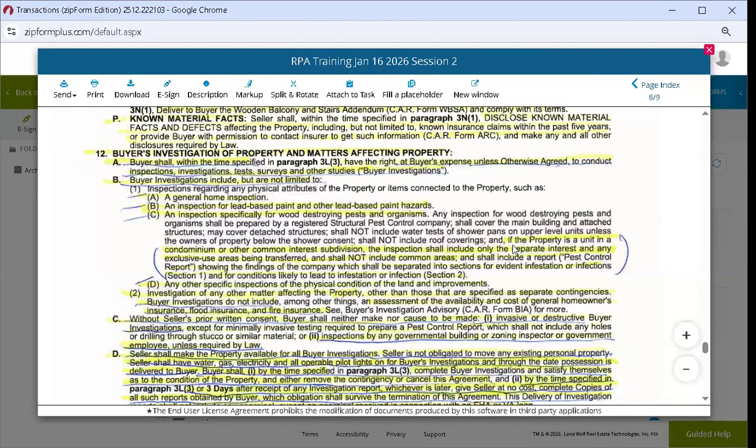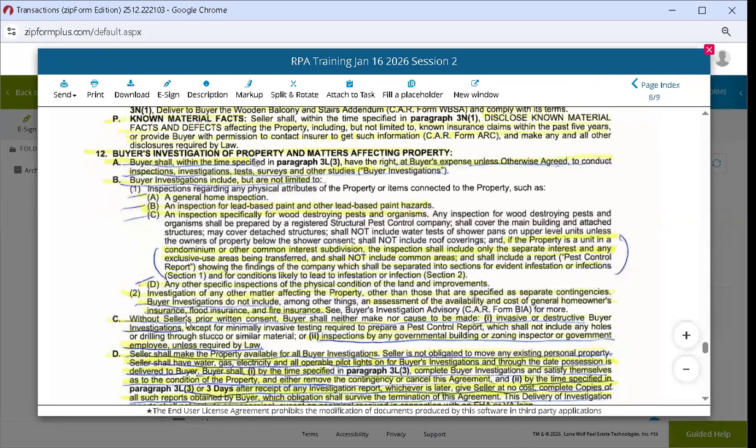And what I was talking about, the condo: if a property is a unit in a condo or other common interest subdivision, the termite inspection shall include only the separate interest, okay? And not include common areas. So it is in the contract, and if it's already there, you don't really have to counter it, but I like to mention it to the other agent because I don't want to go back and forth on this. Like, you realize it's only the interior because the HOA is responsible for the exterior and common areas. Just make sure they're aware of that.